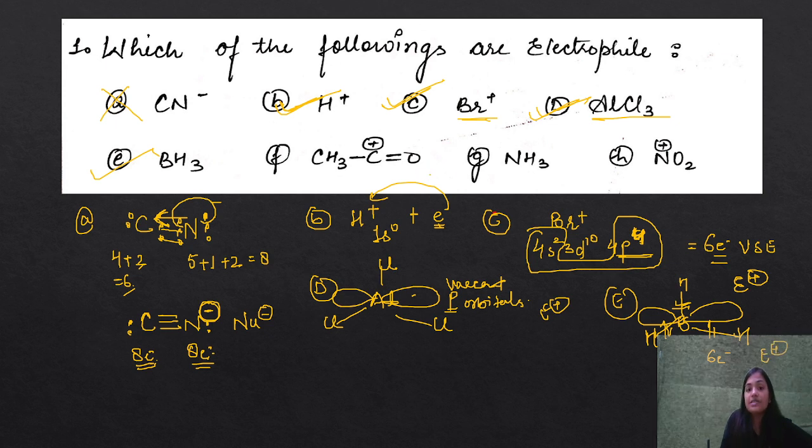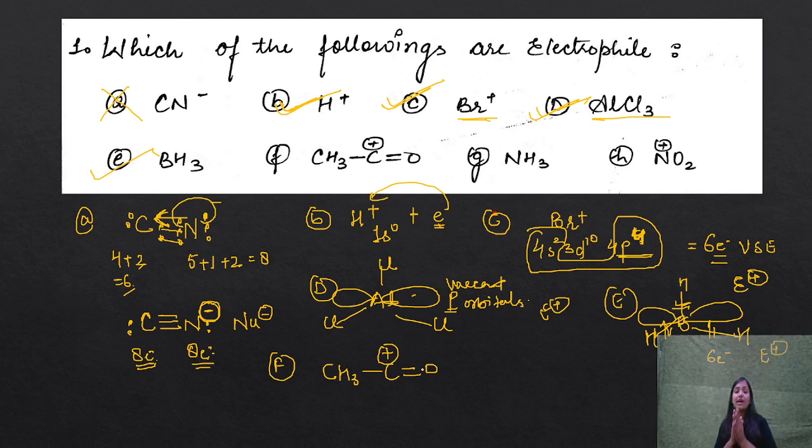Now if you see option F, over the carbonyl carbon there is a positive charge. Is this positive charge stable? No, this positive charge is not stable. This positive charge says that I need to be neutralized. Here I have only 1, 2, 3, 4, 5, 6 electrons. So this carbon has 6 electrons. Its octet is not complete. So this is said to be electrophilic in nature. Absolutely, this is electrophilic in nature.